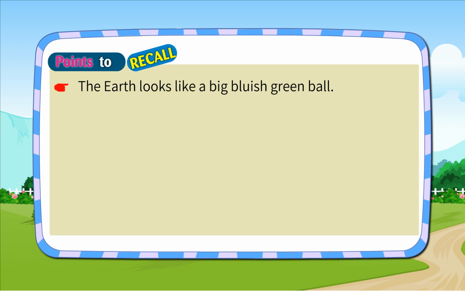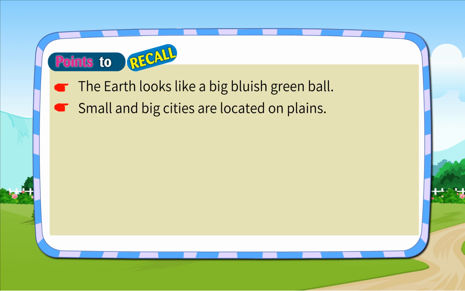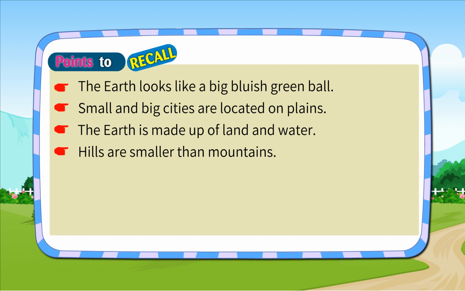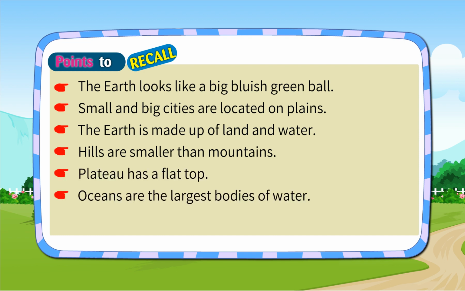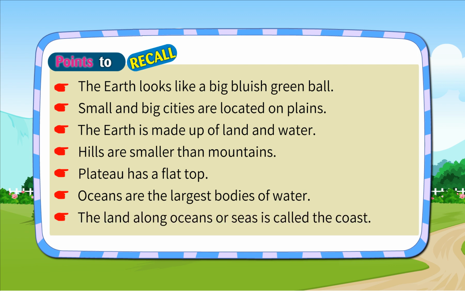Points to recall: the Earth looks like a big bluish-green ball. Small and big cities are located on plains. The Earth is made up of land and water. Hills are smaller than mountains. Plateau has a flat top. Oceans are the largest bodies of water. The land along oceans or seas is called the coast.